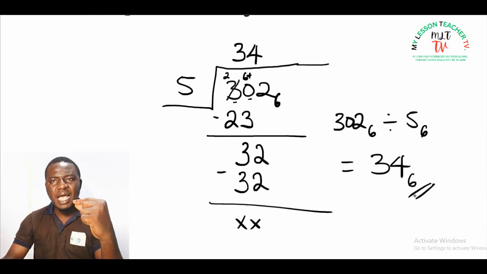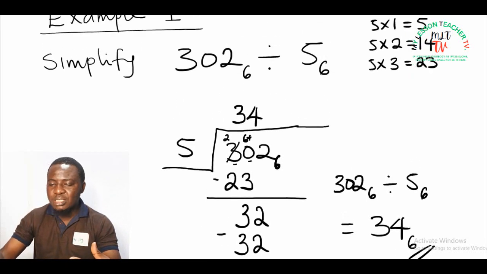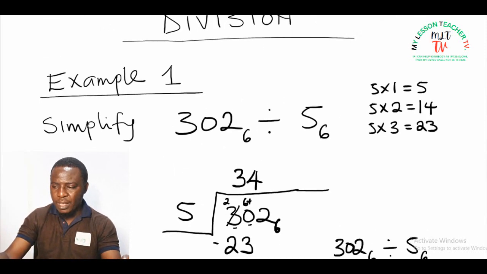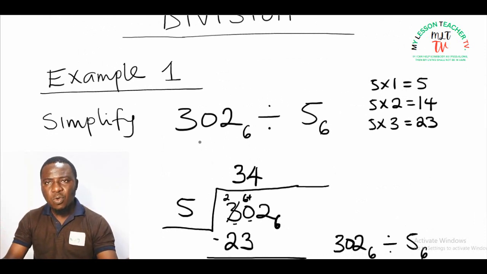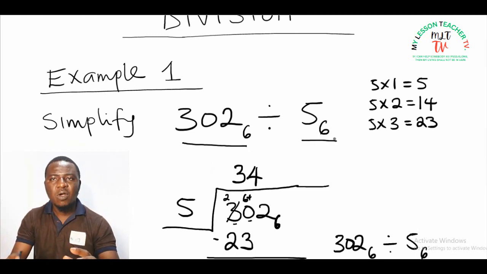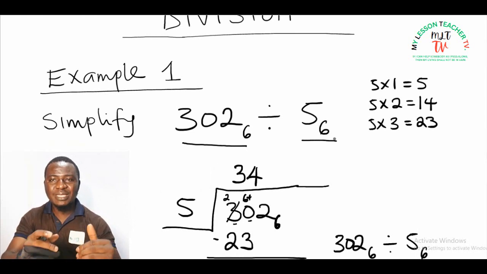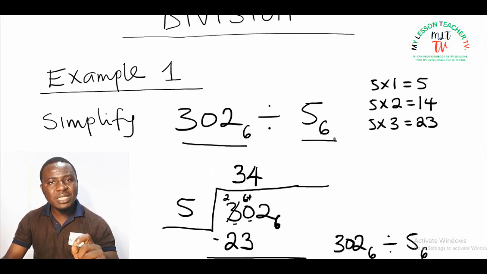Now, this I'll call the first method. We have another method which seems to be easier than what I just did. But this is how long division is done in other bases other than base 10. Now, method 2 is that we are going to convert 302 base 6 and 5 base 6, convert both numbers to base 10, do your division in base 10, and then convert it back to base 6. I think that seems to be the easiest.